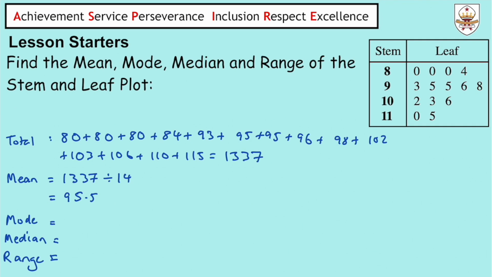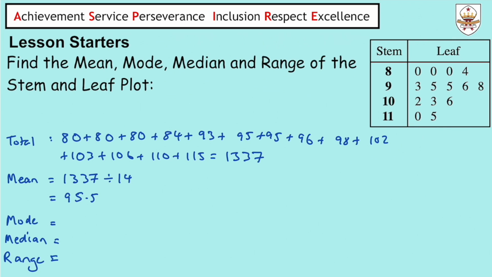For the mode, remember, we're going to look over at this set of data and look across each row, and count up how many times a single digit appears. In this case, the 0 appears 3 different times, and that is the most times any digit appears in this list. That 0 represents the number 80, so the mode is going to be 80.